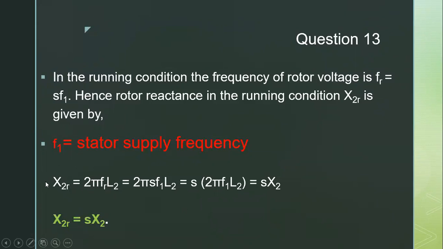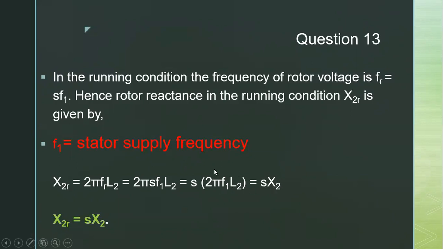So for the rotor reactance, X2R is equal to 2 pi into rotor frequency into rotor inductance. What is Fr? Fr is equal to S into F1. So you can substitute that: 2 pi into S into F1 into L2. You can take S outside: S into 2 pi F1 L2. Here 2 is a constant, pi is a constant, supply frequency is a constant, and inductance is a constant. So X2R is proportional to S into X2.